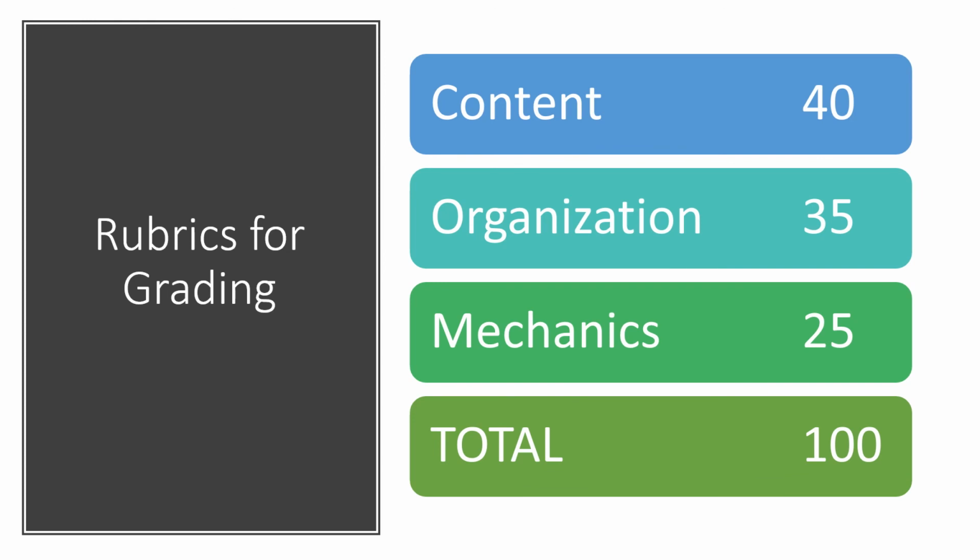Keep in mind the essential information you need in writing a critique or review. Your output will be assessed using the following criteria: content 40%, organization 35%, mechanics 25%, for a total of 100%. If you have any questions regarding the lesson or the activity for the week, please contact your subject teacher for clarifications.